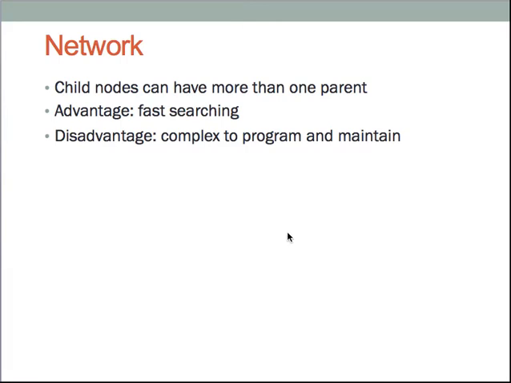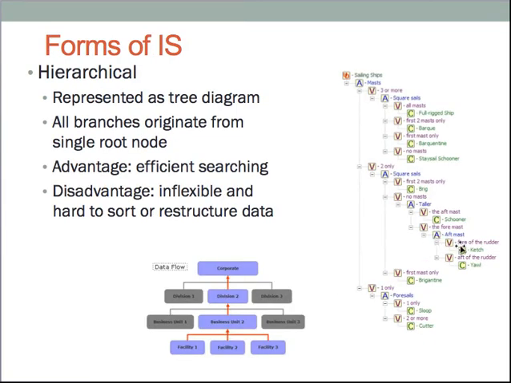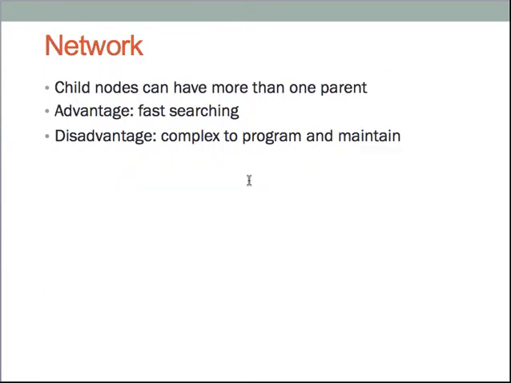So this is where the child nodes can have more than one parent, as opposed to back here where each child node has one parent and one parent only. So each child node, this is the child node here, only has one parent, only relates back to one parent and one only. With a network system, that's not the case. Each child can have more than one parent, which is great for enabling fast searching and working your way through the system, but it becomes really complex and hard to maintain, particularly as it gets a lot larger.